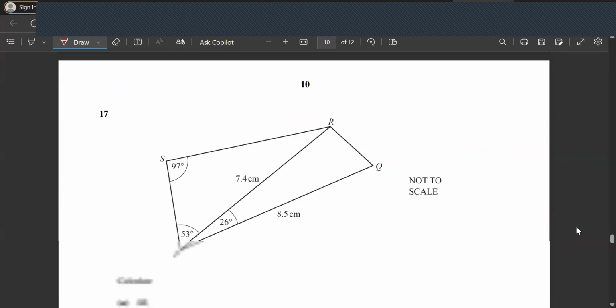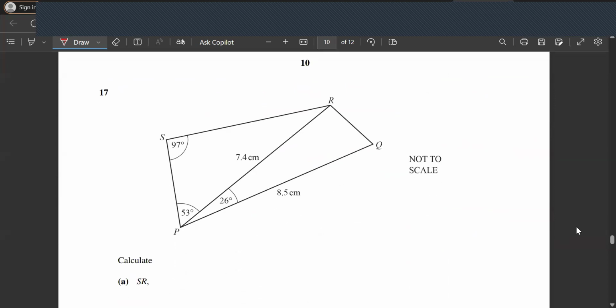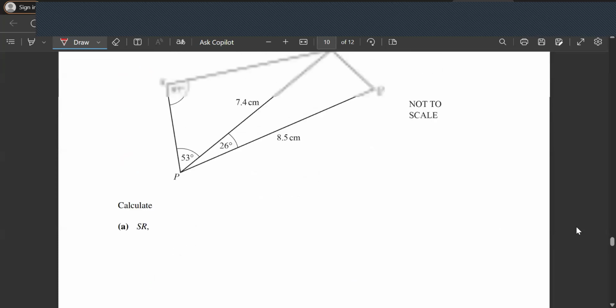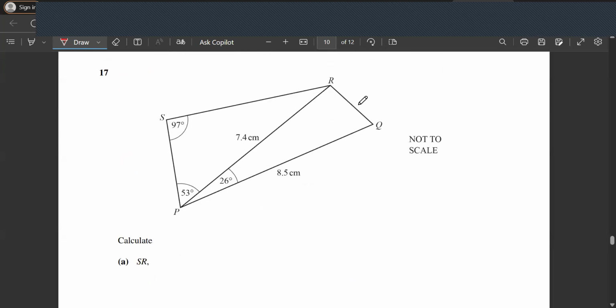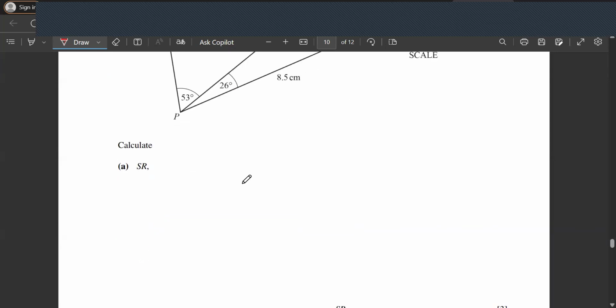Okay, for this question, number 17. What should I do now? Calculate SR. How should I calculate SR? Using the sine rule. Why should I choose the sine rule? Because I have an angle which is 97 and the opposite side which is 7.4. Okay, so this is easy. Then RQ, how could I get RQ? Cosine rule, because I have two sides and the included angle.